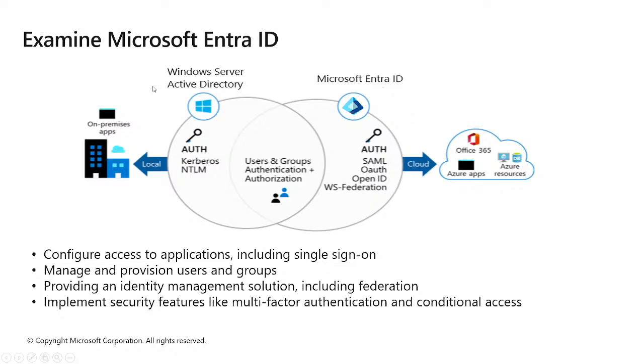So Entra ID is where you manage your identity objects, which are used for authentication and authorization. Now you can see all these listed here, like configure access to applications, including single sign-on. It's just telling you that for us to be able to access services, we need identity objects. Within Entra ID is also where we manage our user accounts and groups.